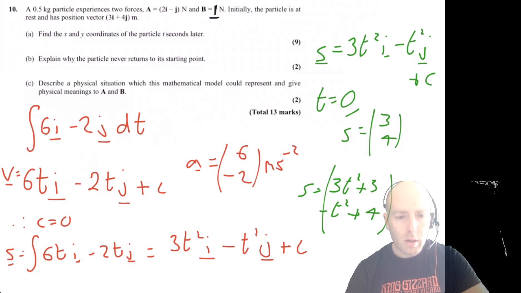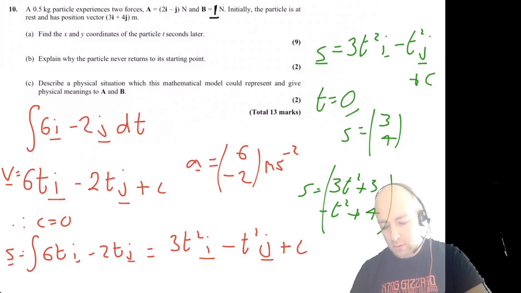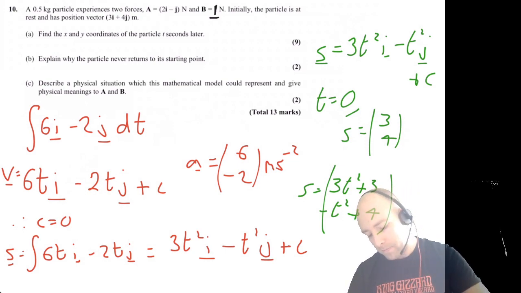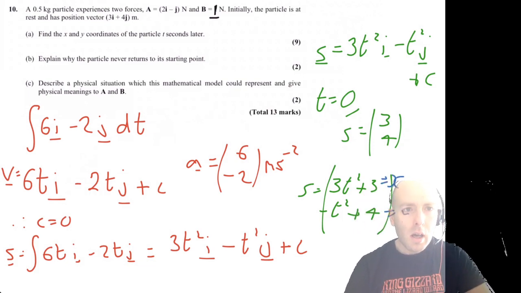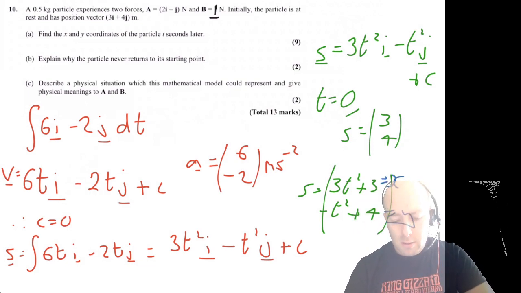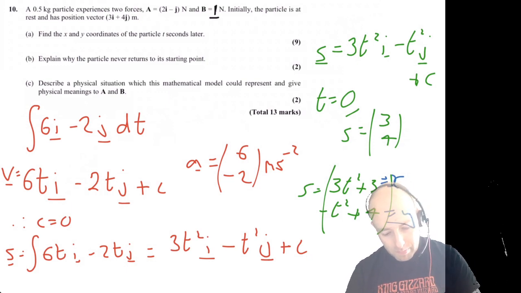Cool. Just checking that's right. I'm pretty sure it is. Yeah, cool. So the x and y coordinates here, if you wanted to put them as coordinates, you could do x equals that and y equals that, but I think it's the same thing. Right, explain why it never returns to its starting point. That's really sad, isn't it?